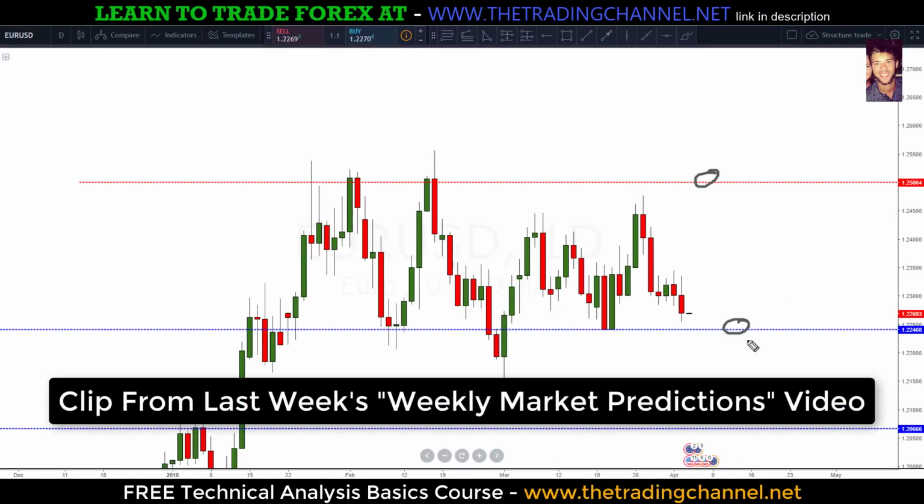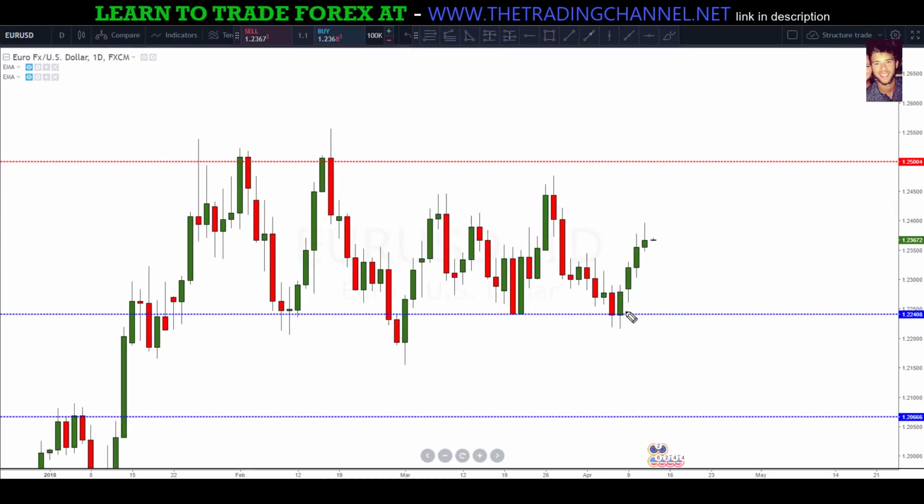So for our initial predictions here on the euro dollar, our initial trade idea is that this market pushes down just a little bit further into the 1.225 area. And once we get down to that 1.225 area, we can look for long trades based on a bounce off of this previous level of support.